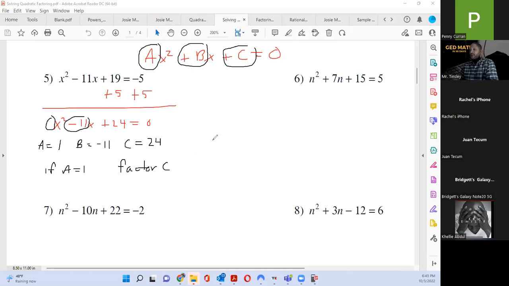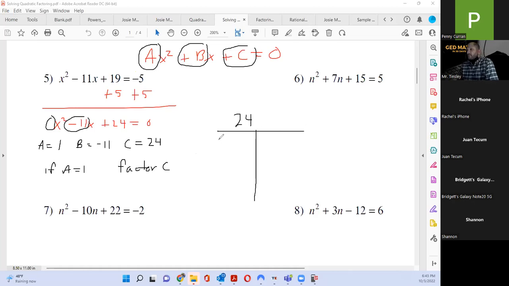So what are the factor pairs of 24? What two numbers can I multiply together to get 24? 6 and 4. What else? Let's start with 1. 1 times what equals 24? 24. 2 times what equals 24? 12. 3 times what equals 24?